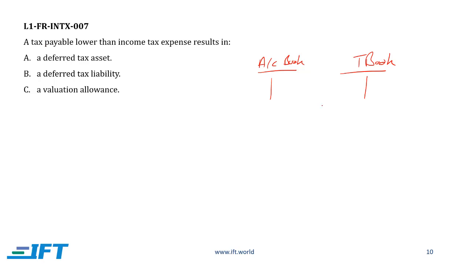Tax payable, where do we report tax payable? In your tax book or accounting book? Tax book. So tax payable is coming over here. So your tax payable is lower. So your tax over here is lower.